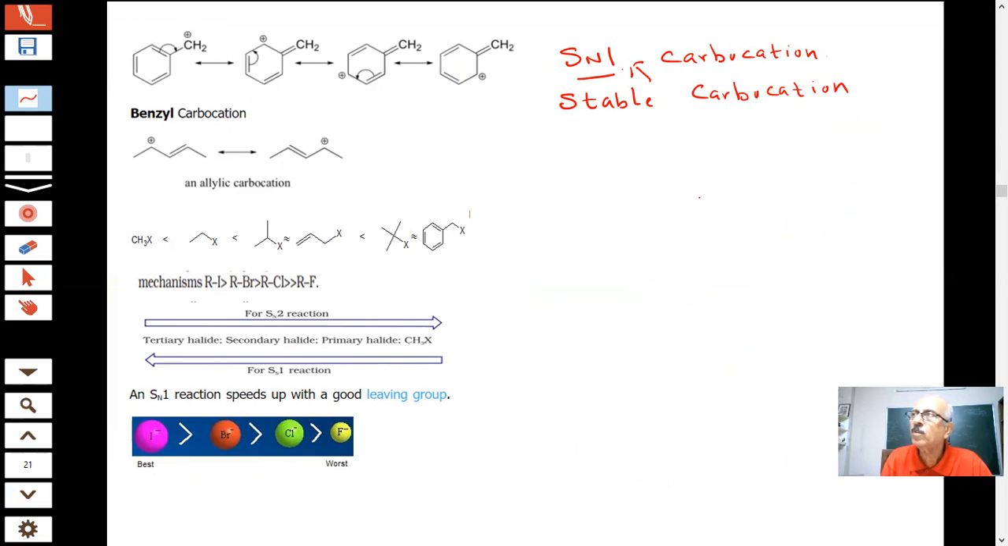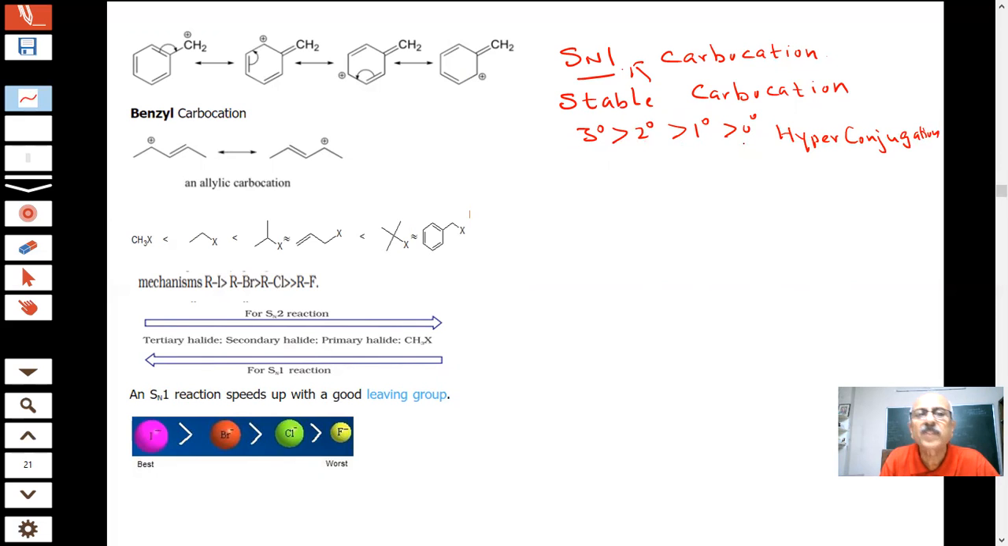And we already told you when we discussed the stability of the carbocations. When I discussed the stability of the carbocations, you know what we said. 3 degree carbocation is more stable than 2 degree, more stable than 1 degree, more stable than 0 degree. You know the reason also? Hyperconjugation.